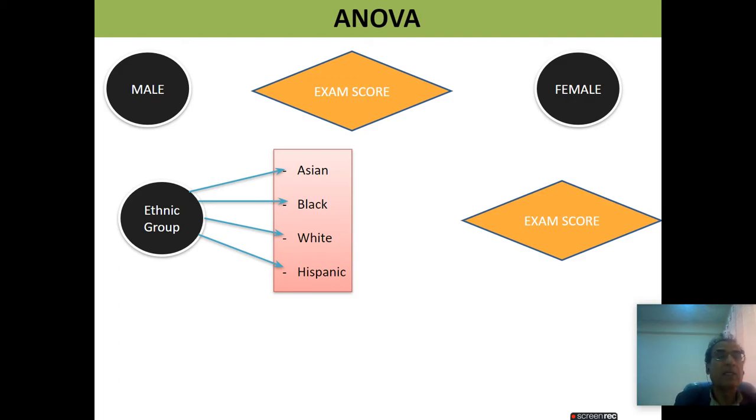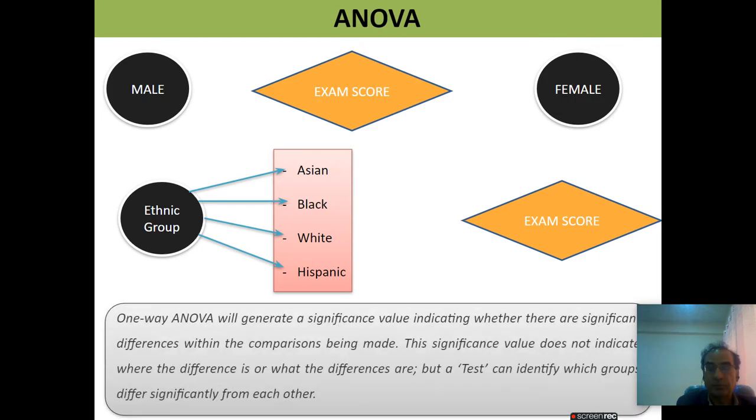For example, here the ethnic group is one variable, and we can further divide this ethnic group into Asian, black, white, Hispanic, and we check the examination score of the people. One-way ANOVA will generate a significance value indicating whether there are significant differences within the comparison being made. This significance value does not indicate where the difference is or what the differences are, but a t-test can identify which groups differ significantly from each other.